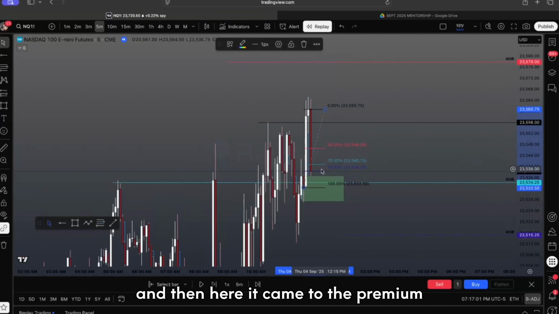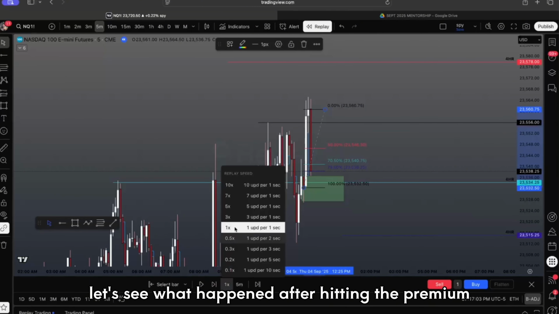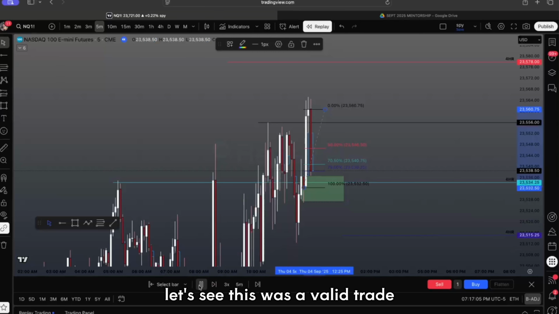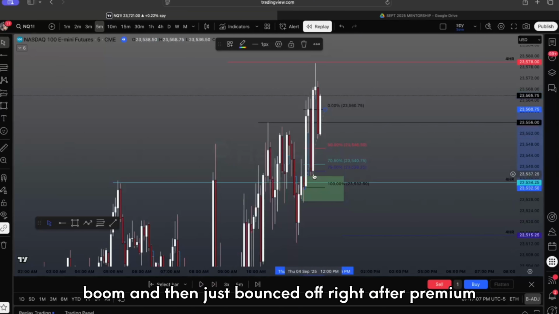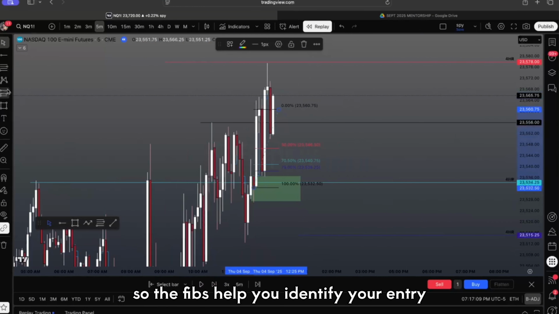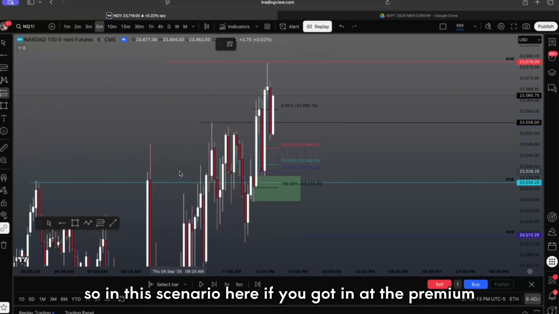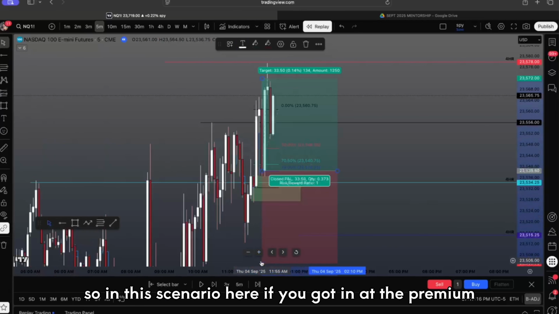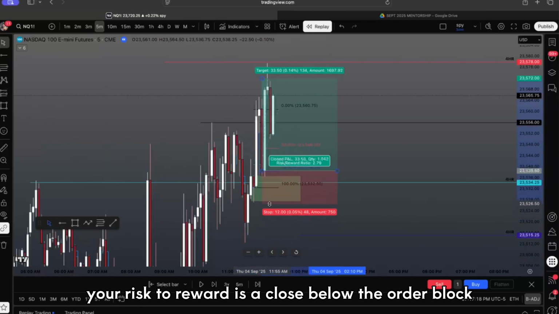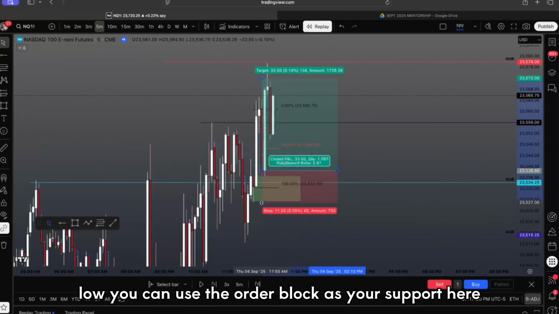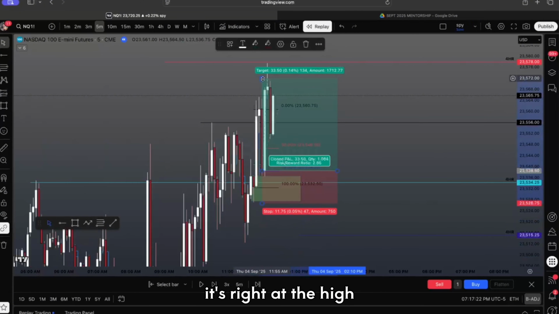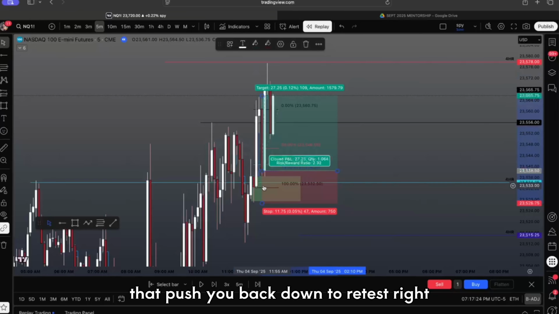And then here it came to the premium. Let's see what happened after hitting the premium. Let's see, this was a valid trade. Boom. And then it just bounced right off your premium. So the fibs help you identify your entry and help you identify your risk to reward. So in this scenario here, if you got in on the premium, your risk to reward is a close below the order block low. You can use the order block as your support here. And then your first take profit is right at the high that pushed you back down to retest, right?